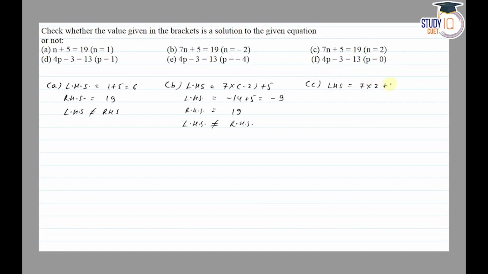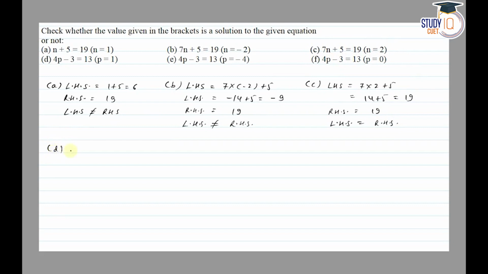7 into 2 plus 5 is equal to 14 plus 5 is equal to 19. Then the right hand side given in the equation is 19. So 19 is equal to 19. So LHS is equal to RHS. So n equal to 2 is a solution of the equation 7n plus 5 is equal to 19.